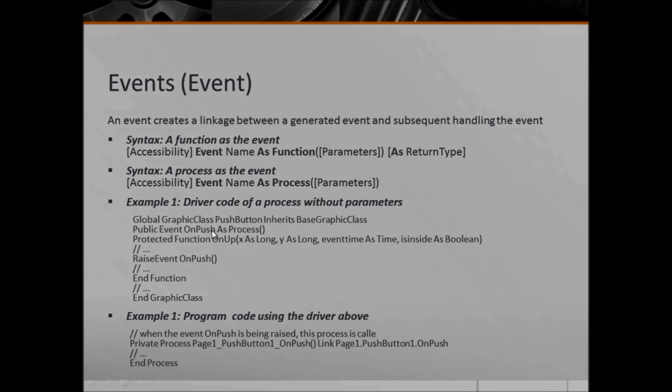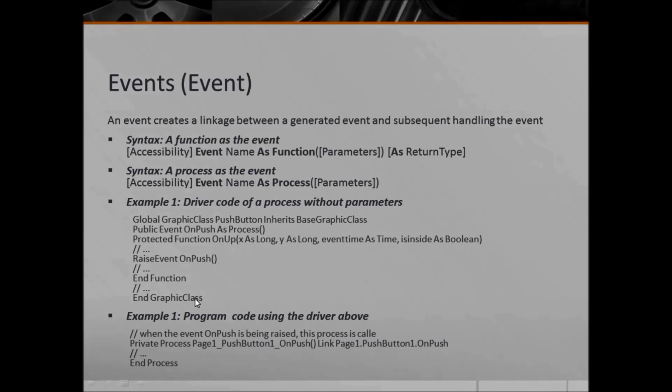For example, this is the driver code of a process without parameters. An event has to be declared in a module or class. For example, there's a graphic class called push button, and the event that is going to trigger is on push. It triggers when the button is released, which means the button has been pressed and released, and we will raise an event called on push. So when the button is being pushed, an on push event will be triggered by the system, and the event type is a process.